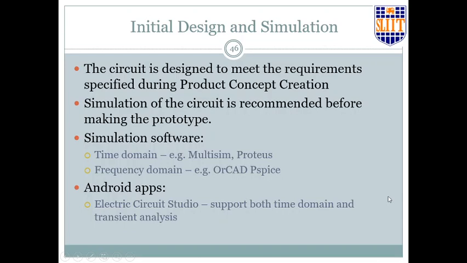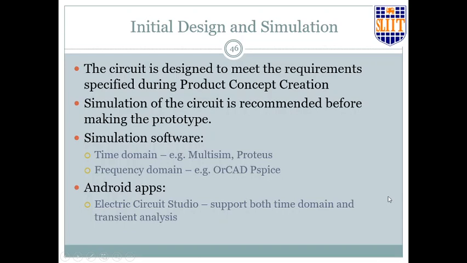Frequency domain is different. You assemble a circuit and you simulate it, and you can say, okay, this is the frequency spectrum and things like this. You can't see any real time or time domain happenings in a frequency domain simulation. There are situations like in amplifiers where you want to know what frequencies can be amplified by the amplifier and so on. In that case, you use frequency domain.